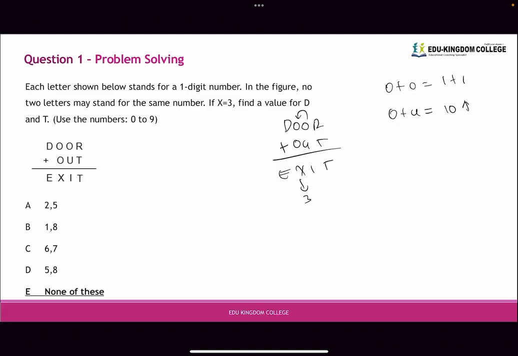So, question one, we have a problem-solving question where we have different letters. Each of those letters represents one number. There can't be any overlap in what letter represents what. So we know x equals 3, we don't know anything else. These numbers are from 0 to 9. We know x equals 3, which means that if we look at this column here, O plus O equals x, which is 3. So O plus O must equal 1 plus 1. So O has to equal 1.